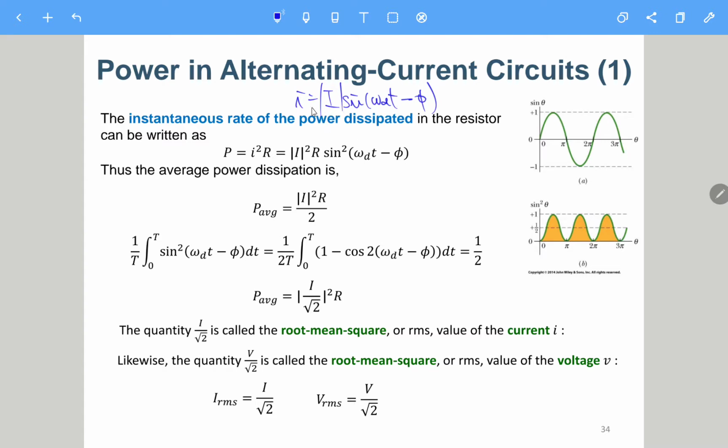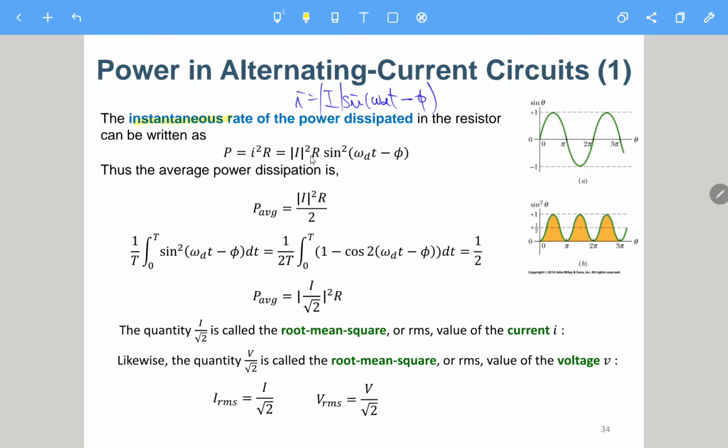So when we try to plug this expression in here, we have the absolute value of I squared, multiplied by R and then sine squared of this term. This is the so-called instantaneous power dissipated, which means that when you plug in t as a specific value, let's say t equals 0, t equals 1 second, 2 seconds, then you can find the instantaneous power at that moment.